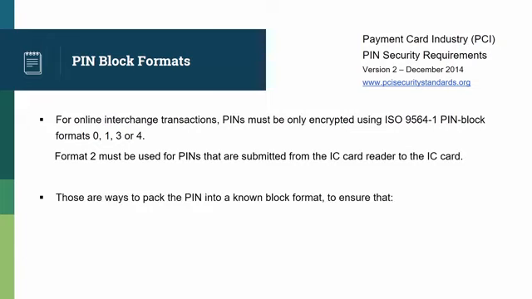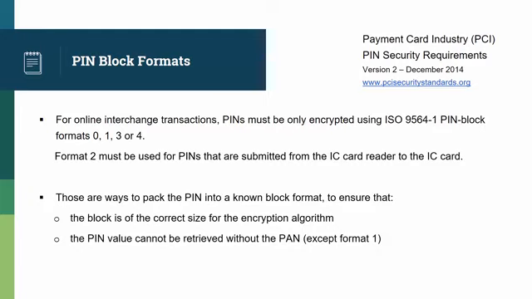PIN blocks are ways to pack the PIN into a known block format, to ensure that the block is of the correct size for the encryption algorithm. Typically, formats 0, 1, and 3 are for triple-DES on 64 bits or 8 bytes, and format 4 is for AES on 128 bits or 16 bytes. And the PIN blocks ensure that the PIN value cannot be retrieved without the PAN, except format 1. So if you get your hands on an encrypted PIN block, and somehow manage to get the encryption key, you cannot retrieve the PIN unless you know the PAN for the transaction, except with format 1.